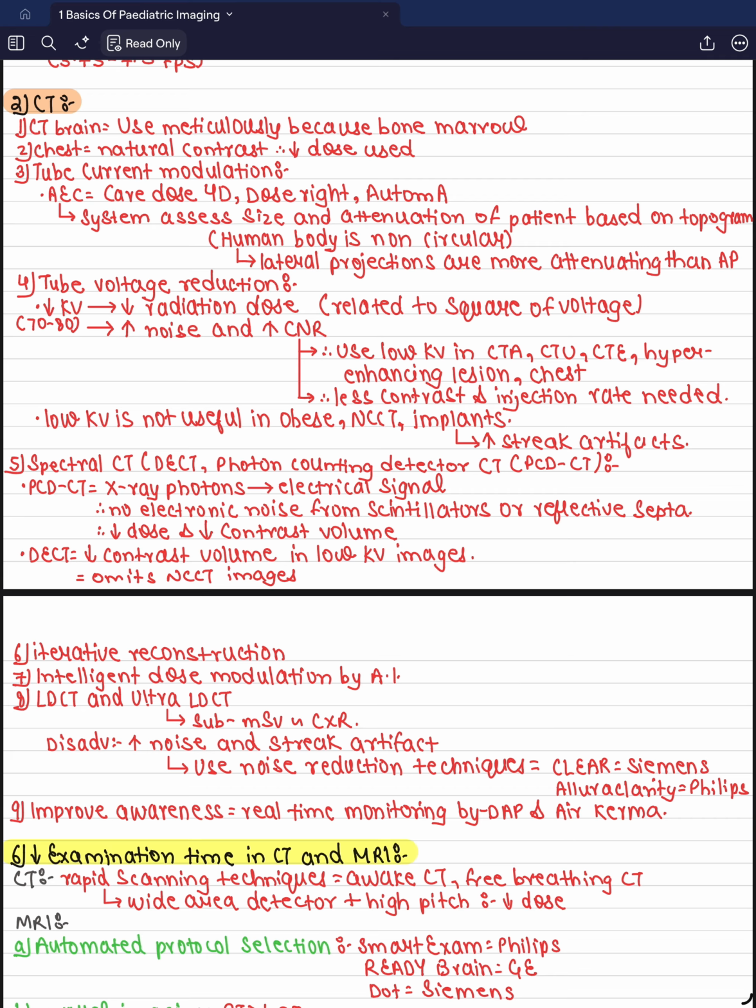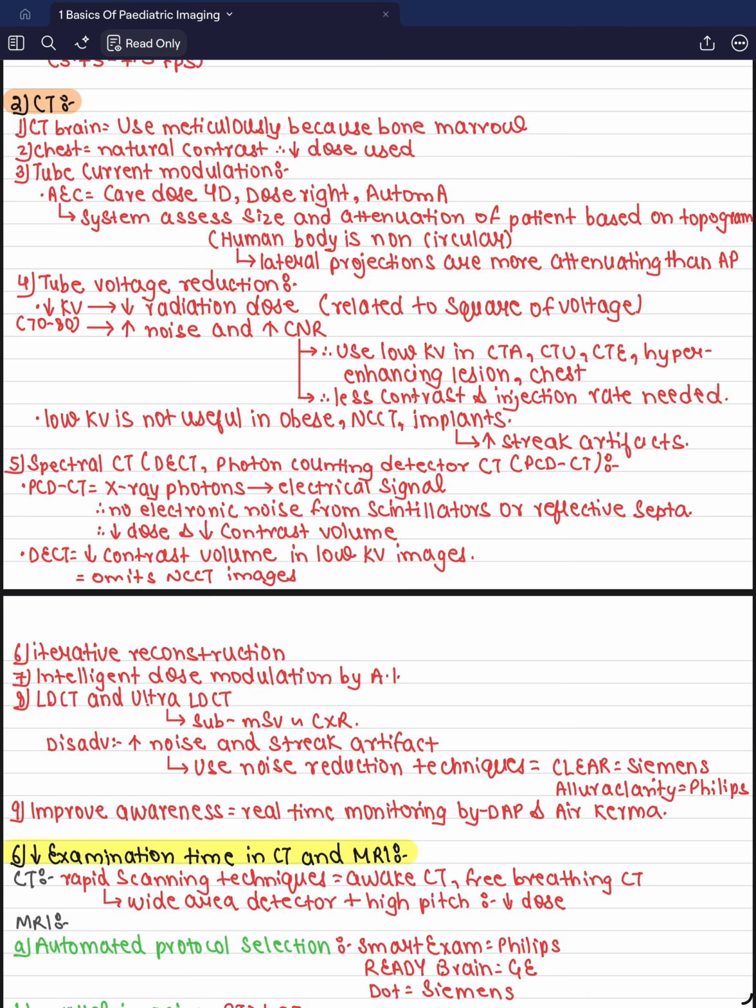So when should you use the low kV technique? You should use it whenever you need to increase contrast. Like in CT angiography, where you are using contrast, CT urography, CT enterography, hyper enhancing lesions, and in chest also, if you need to increase the contrast. Because with the low kV technique you are increasing the contrast, less contrast volume will be required, and the injection rate will also be less.